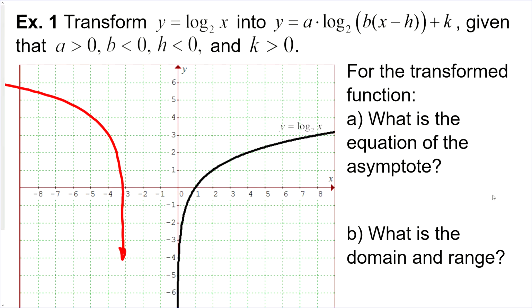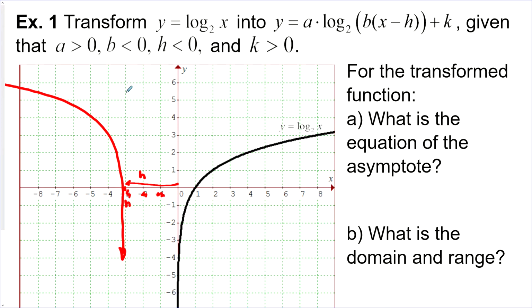And I'm just going to scratch out the numbers here. This isn't going to be -3, -2, -1. This will be, just so I can remember, this is h units left. So this would be h, whatever h was here. So hopefully that gives us an idea of what this transformed graph looks like. Now let's try to answer the questions. What is the equation of the asymptote?